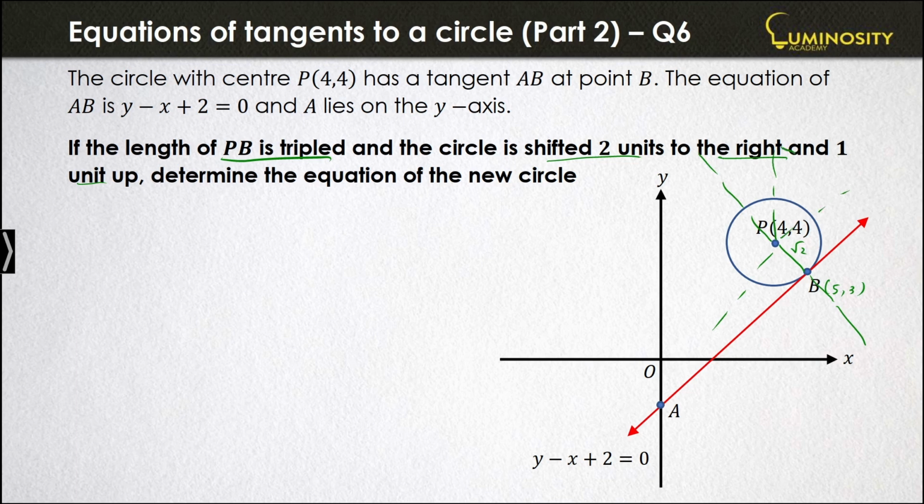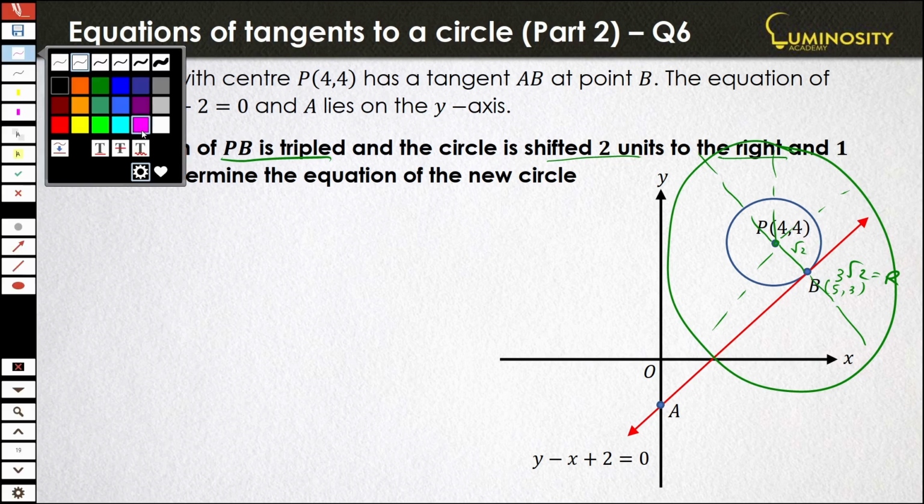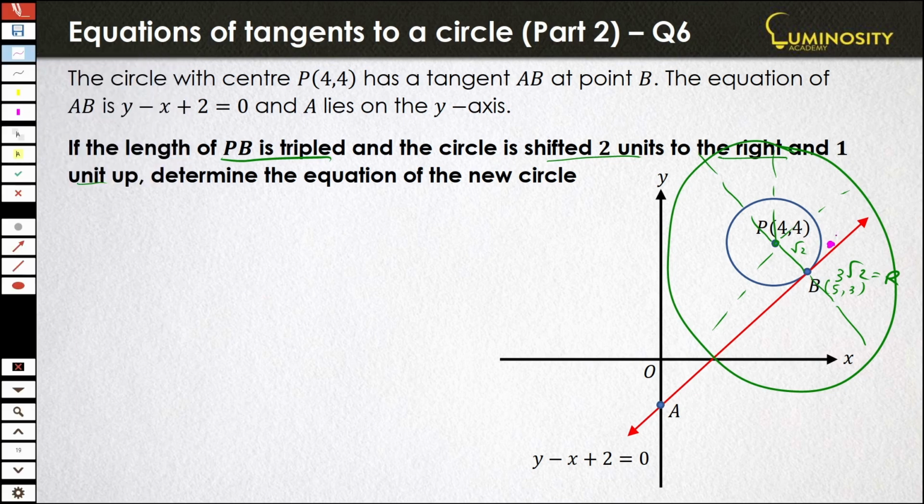okay, I'm going to get a bigger circle that looks something like this. Okay, it still has the same center, 4, 4, but now the new radius is 3 root 2. That's the new radius. Call it capital R. Okay, now after you've done that, you now take that big circle and you shift it 2 units to the right. So now it's going to end up in something like this. So it's going to go a bit out of the page, but that's fine. So it's there now.